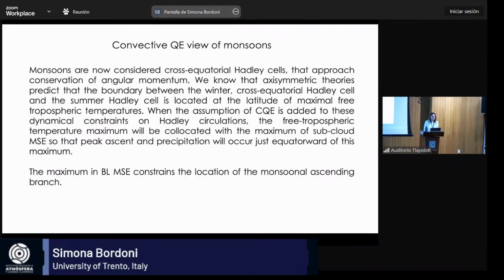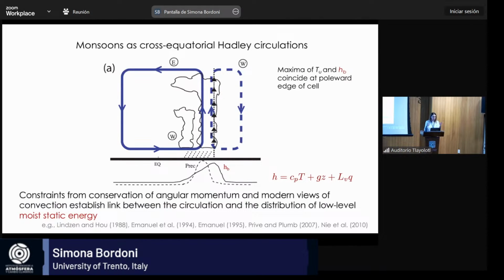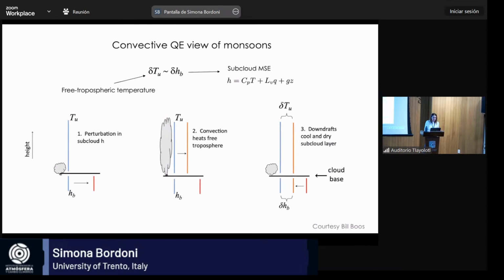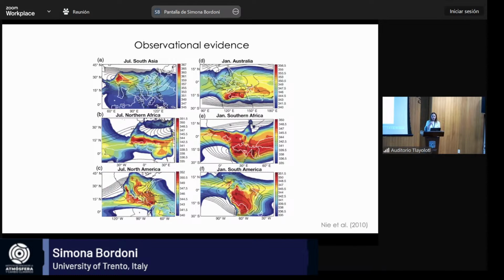Let me emphasize that maybe what has really changed, even if we have been aware of this for the past 100 years, is that an alternative framework based on fundamental theories has emerged only in the past 20 years. Okay, but I want to provide some observational evidence that in fact we do see this covariation between maxima in moist static energy in the boundary layer, upper tropospheric temperature, and precipitation. And this is work that has been done not by myself, but by other scientists, Bill Boos among others. And so this is a plot based on a reanalysis product.